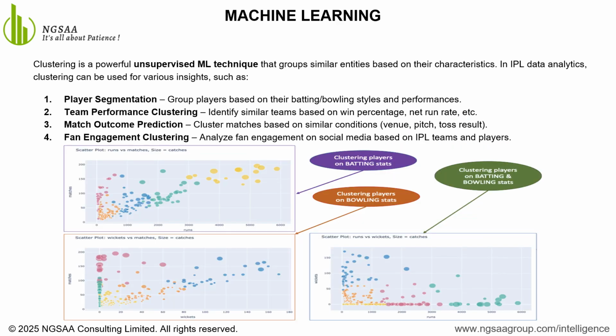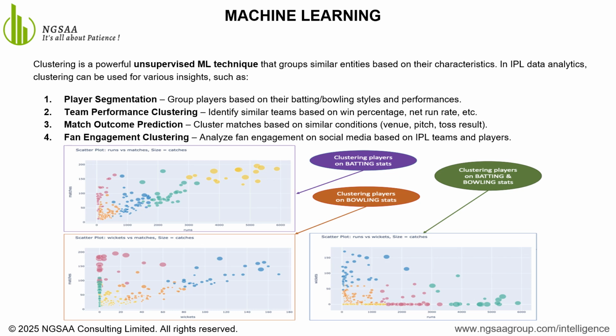Introduction to machine learning in IPL analytics. Machine learning, or ML, plays a crucial role in IPL by analyzing vast amounts of match data. Clustering, an unsupervised ML technique, helps group similar players, teams, and matches based on different attributes. How clustering is used in IPL analytics.